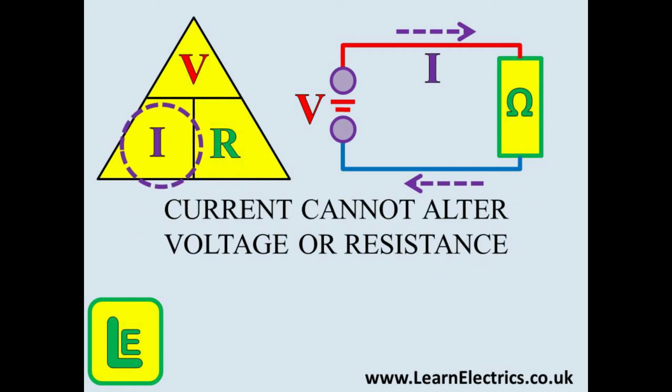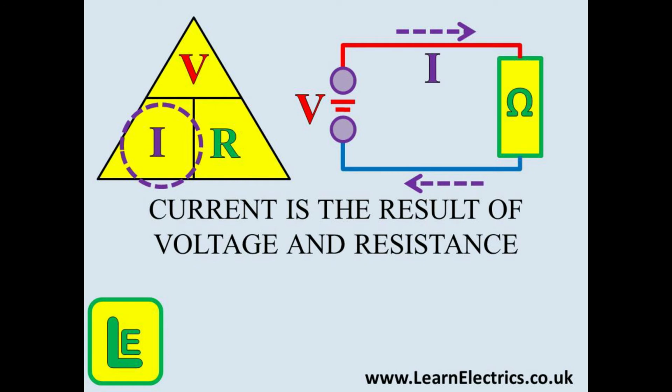This leaves current using the symbol I. In our simple diagram, current flows from the battery along the red wire in the direction of the purple arrow. The current or electrons then flow through the resistance and back to the battery along the blue wire in the direction of the second arrow. It is very important that you realize that the current cannot alter the other two parameters. I will say that again. The current cannot and does not alter the other two parameters.